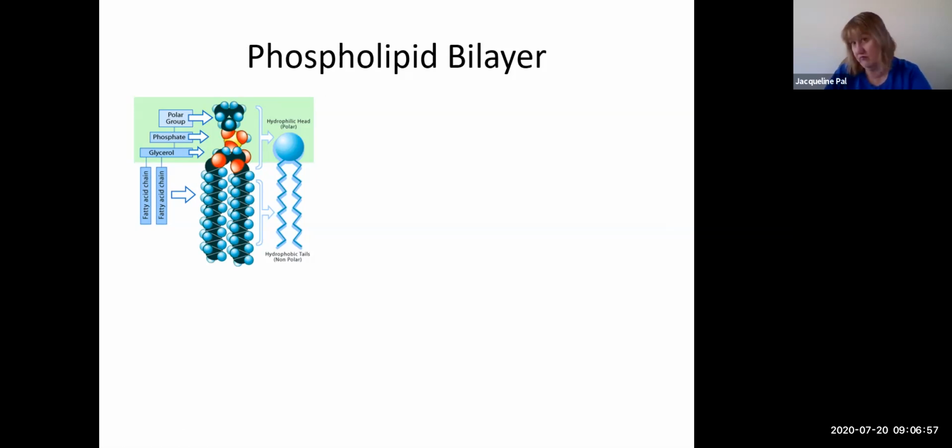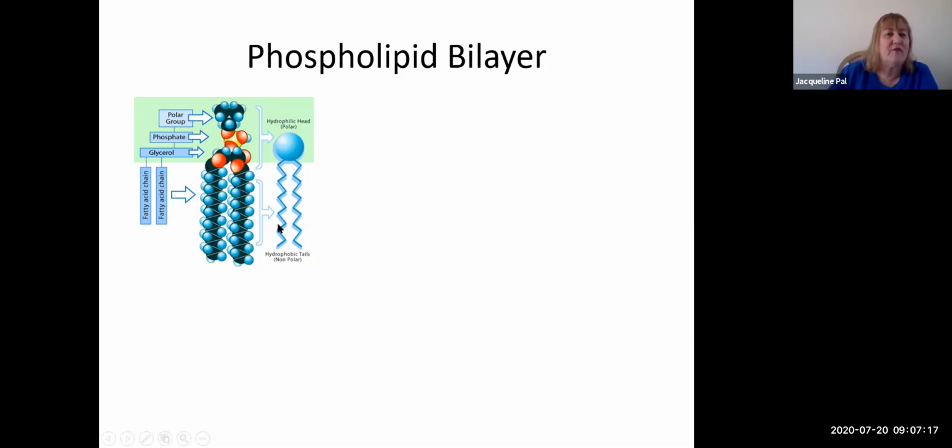Then we have our prefix phospho, which refers to a phosphate group, which is an electrolyte. It's got a negative charge to it. Then looking at bilayer, what does that prefix bi mean? What does it mean in bicycle? In bicycle, it means that there's two wheels. So bilayer means there are two layers going on.